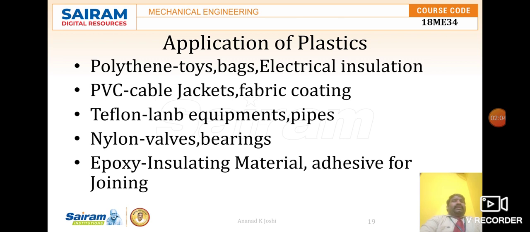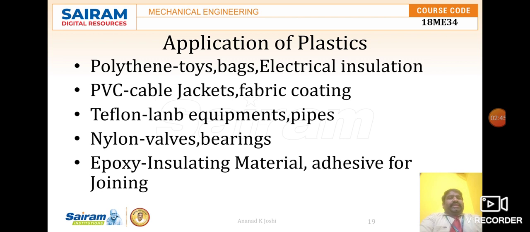Nylon is used for the manufacturing of fibers and yarn, wheels, bearings, containers, and electrical equipment, etc. Now, the thermoset plastics. Epoxy is one example. It is used as an insulating material and adhesive for joining work. Phenol formaldehyde is another plastic used for paint and other adhesive material, vacuum cleaner parts, electrical parts, and handling knobs for domestic appliances, etc. So that is all about the applications of plastics.